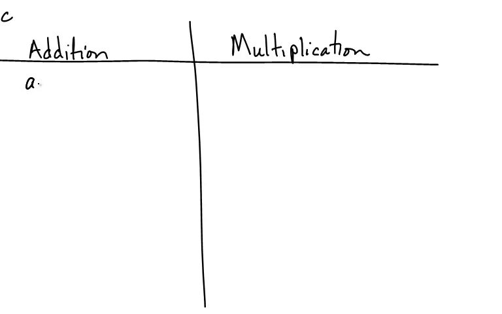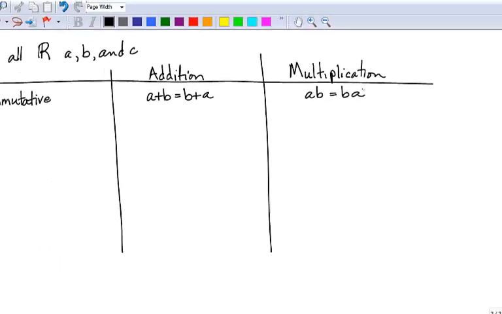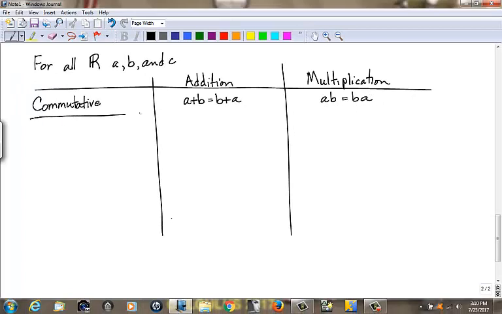The commutative property says A plus B equals B plus A. So 2 plus 3 equals 3 plus 2. And then for multiplication, A times B equals B times A. They commute, or they change places around a plus sign or a times sign.